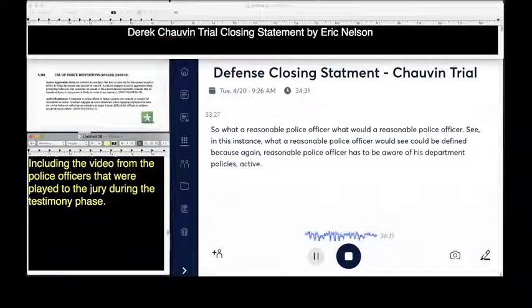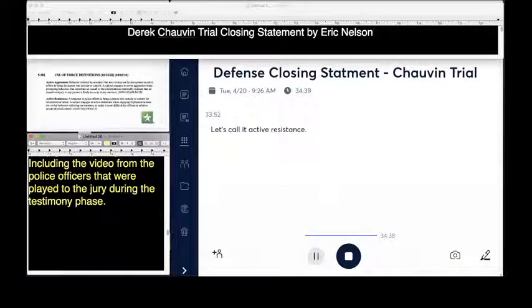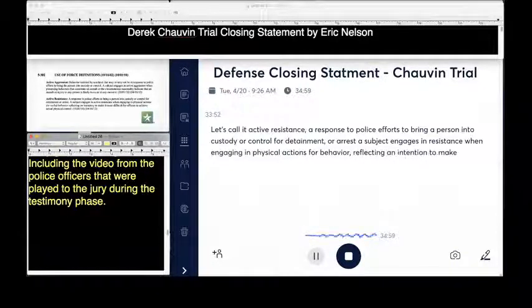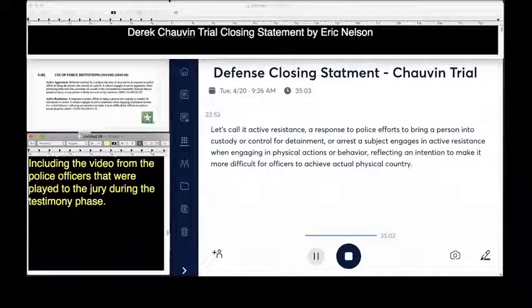active aggression or active resistance. Let's call it active resistance. A response to police efforts to bring a person into custody or control for detainment or arrest. A subject engages in active resistance when engaging in physical actions or verbal behavior reflecting an intention to make it more difficult for officers to achieve actual physical control.